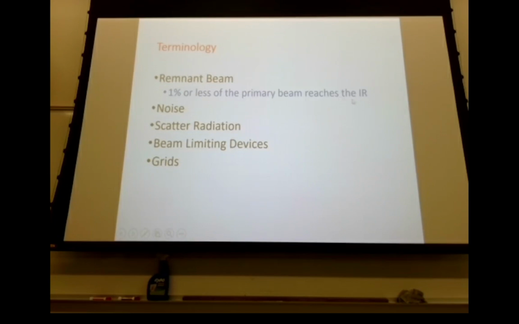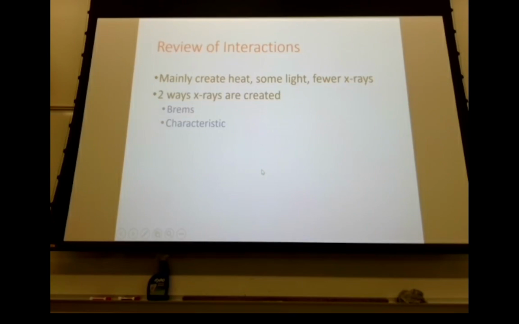So the remnant beam, that is your image making beam. That constitutes 1% or less of the primary beam before it strikes the patient and the image receptor. We'll talk about noise primarily in this section in the context of scatter. Scatter radiation, beam limiting devices. Collimators are not the only type of beam limiting device. It's probably the only one that you use. And again, the grids are in there multiple times.